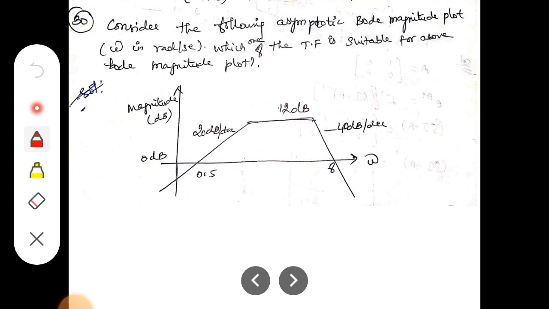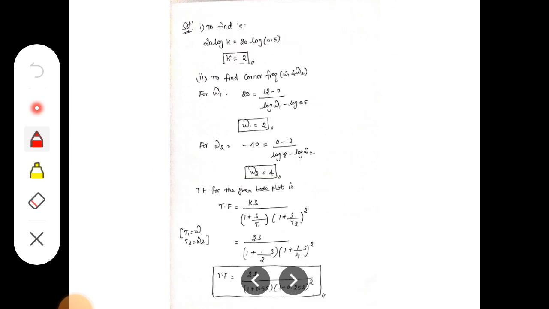Then move to the next problem. Consider the following asymptotic Bode magnitude plot, omega in radian per second. Which one of the transfer functions is suitable for the above Bode plot? They provide one Bode plot. For this Bode plot, which transfer function is suitable? We know how to derive the transfer function from the Bode plot, so we will see it one by one.